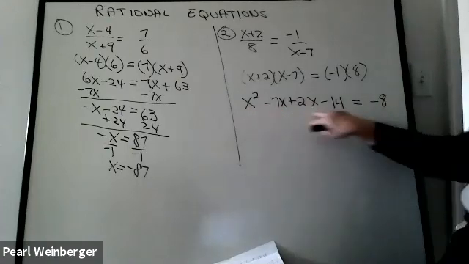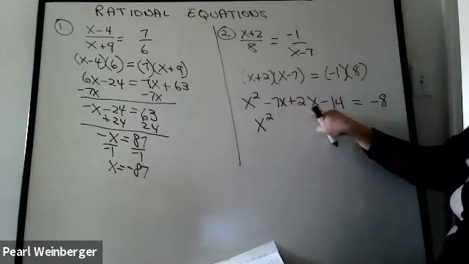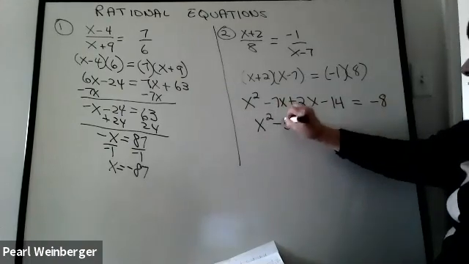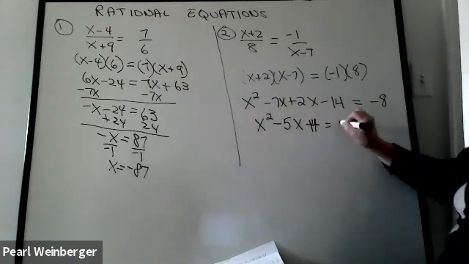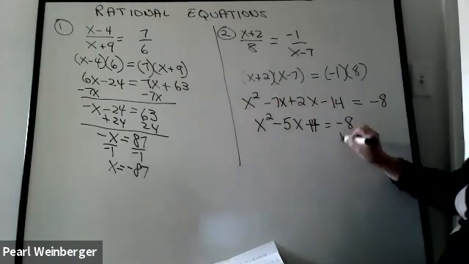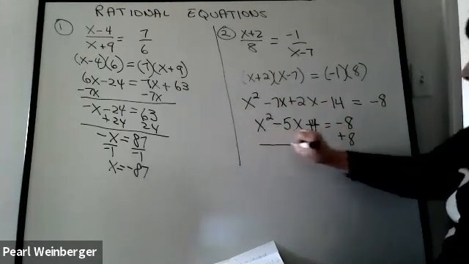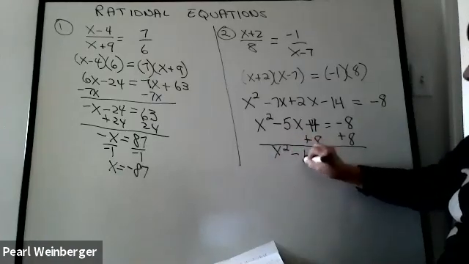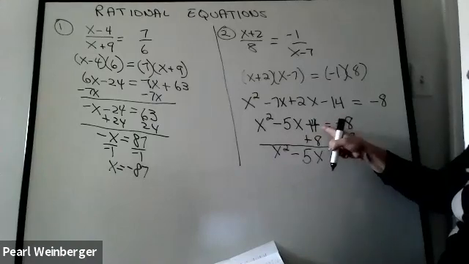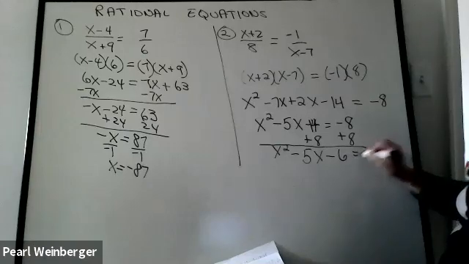So first of all, let's combine the like terms. This gives me x squared, -7x plus 2x is -5x, minus 14. And that equals my -8. So to get it equal to 0, I'm going to add 8 to both sides. And that gives me x squared minus 5x. Now -14 plus 8 gives me -6, equals 0.